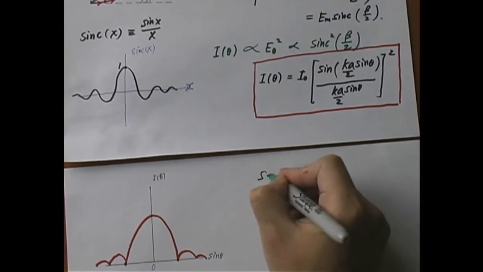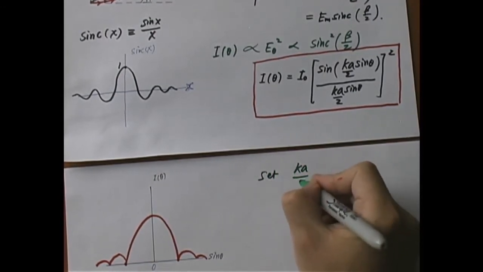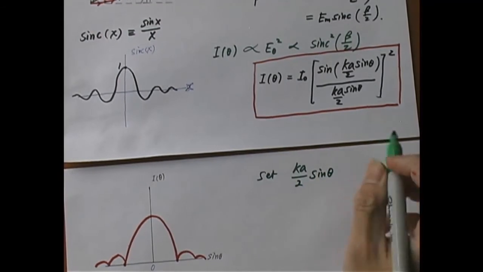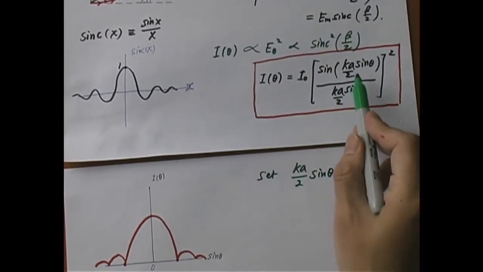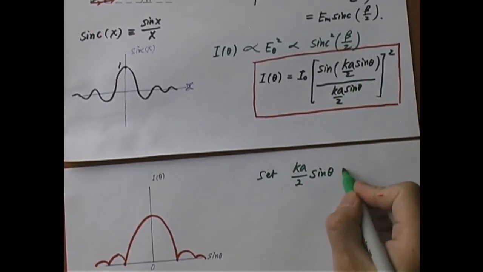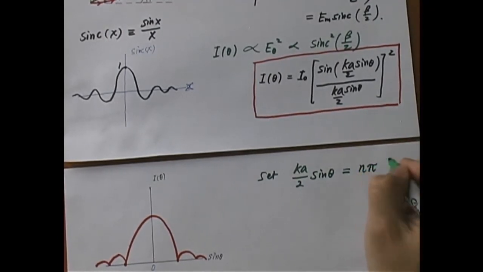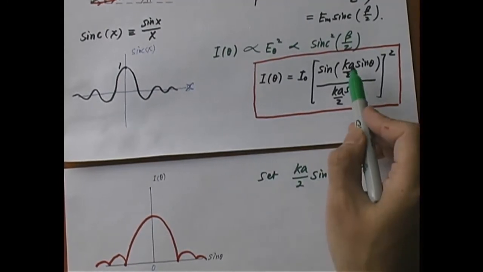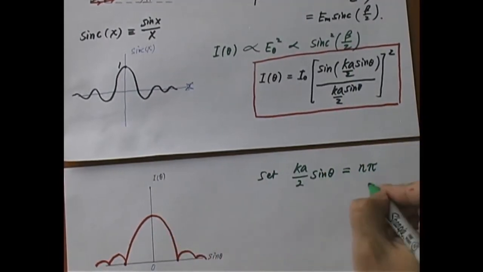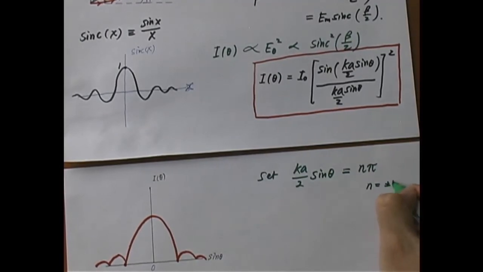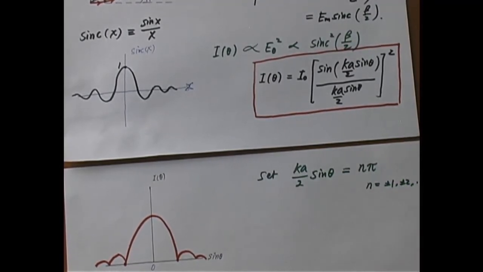So if you're looking for zeros, you have to set Ka over 2 sine theta, which is the argument of the sine function, equal to what? N pi, in order to get this sine function to be 0. This n cannot be equal to 0. It can be equal to anything but 0, because when n equals 0, the argument is 0, and you actually get a maximum, not a minimum. So n equals plus or minus 1, plus or minus 2, and so on.